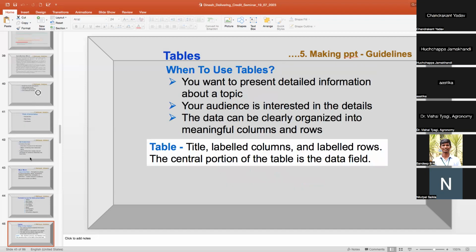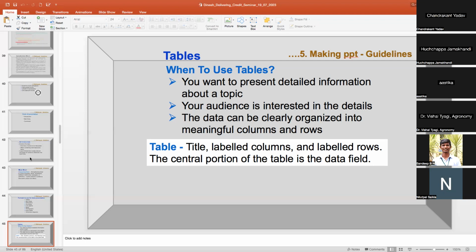Now, for example, tables you are going to present in your seminar. So you should know when to use tables. You want to present detailed information about a topic. You have several treatments, you have an experimental design and so on. Then you can present a table. Your audience is interested in the details, every minute data. Then you can present tables. When you present a large chunk of data, a large amount of data, you can use tables.